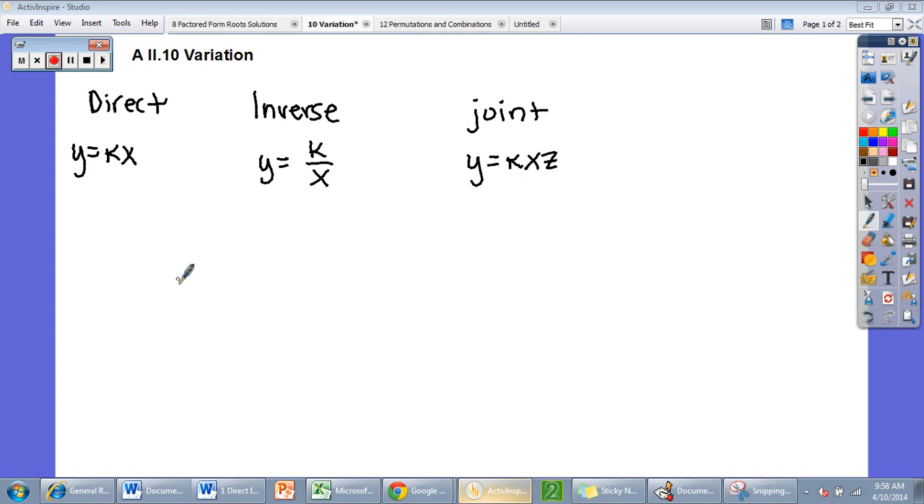The idea with direct variation is that as one thing increases, the other thing increases. Inverse variation, as one thing increases, the other thing decreases. And joint variation, as one thing increases, we have two other things also increasing.